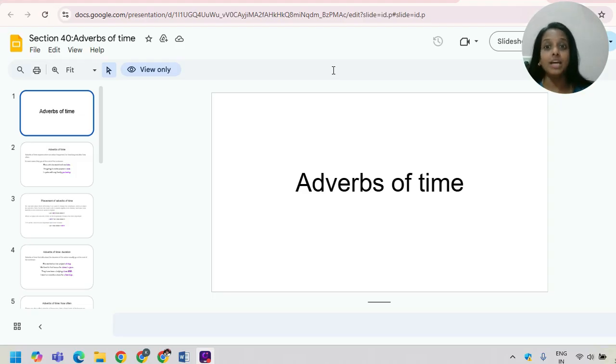Tick tock, time is always moving, and so are our sentences. But how do we tell when something happens? Is it happening now? Did it happen yesterday? Or will it happen soon? That's where the magic of adverbs of time steps in.